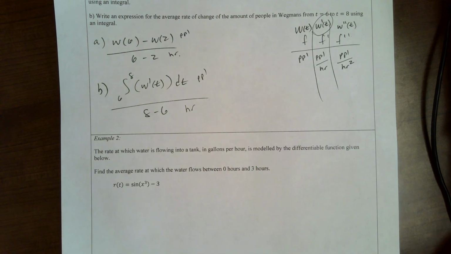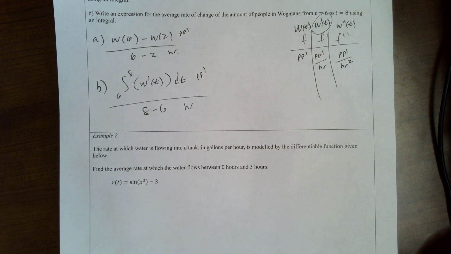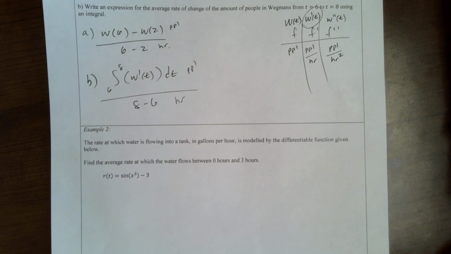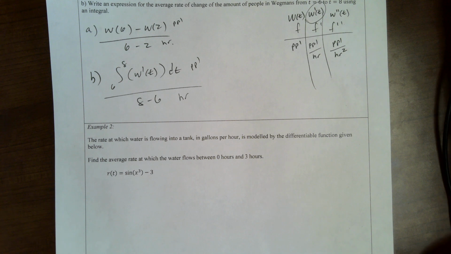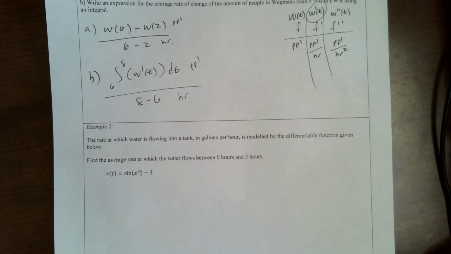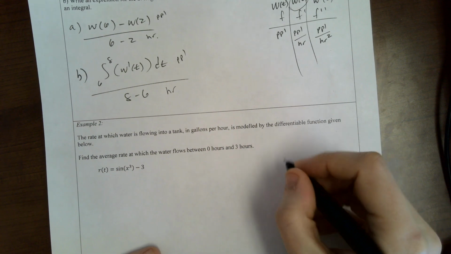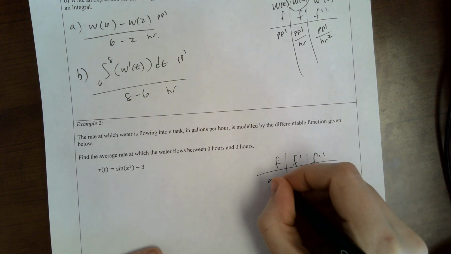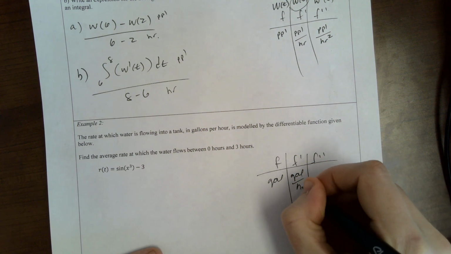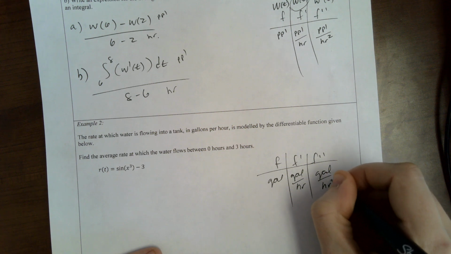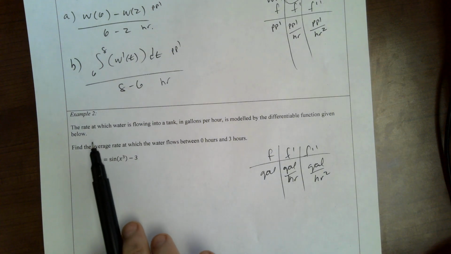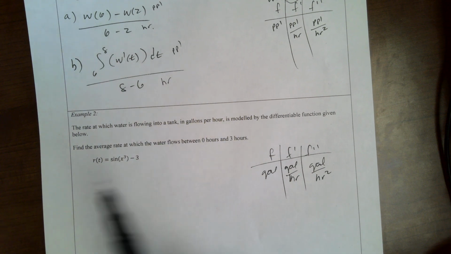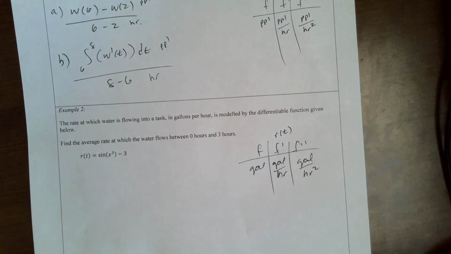Now this one. So the rate at which water is flowing into a tank in gallons per hour is modeled by the differentiable function given below. Find the average rate at which the water flows between 0 and 3 hours. Okay, so first let's figure out where we are in the derivative sequence. So F prime, F double prime, gallons. Okay, the rate at which water is flowing in gallons per hour. Okay, so R of T is actually right here in the middle.